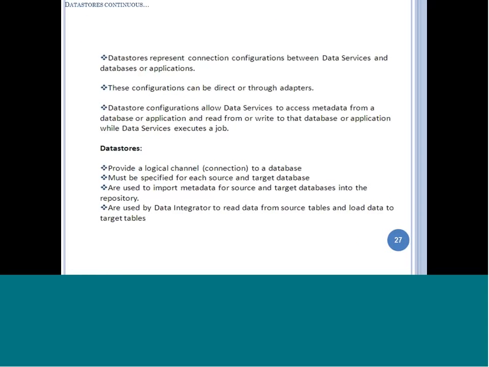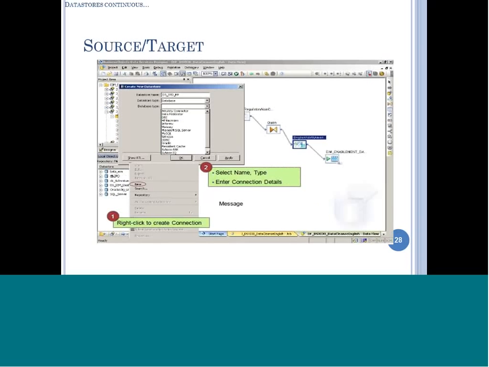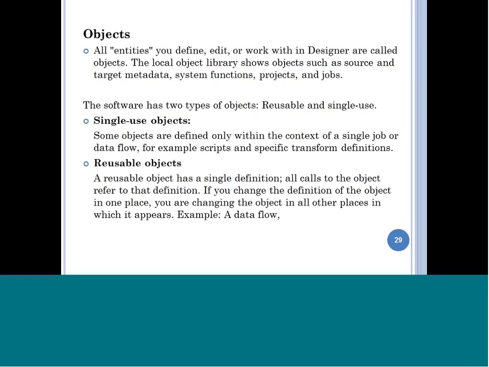As a whole, the datastore will contain a logical connection. With the help of a logical connection, you are going to import the metadata into your SAP BODS, which will help you read all the data structures and all the table attributes, etc. This is the process where you have to create it: go to the local object library, right click, and select the respective datastore.